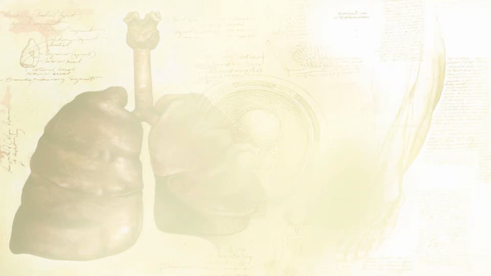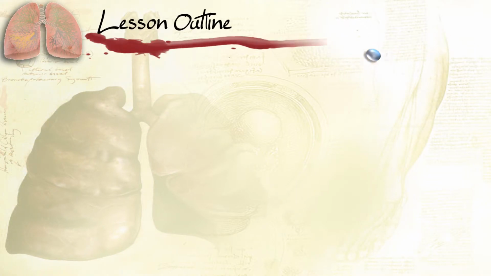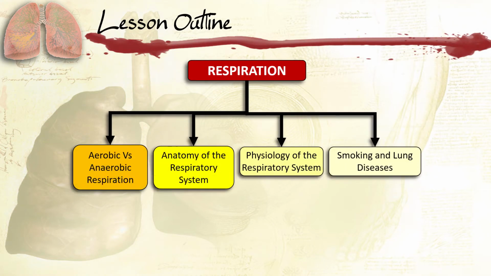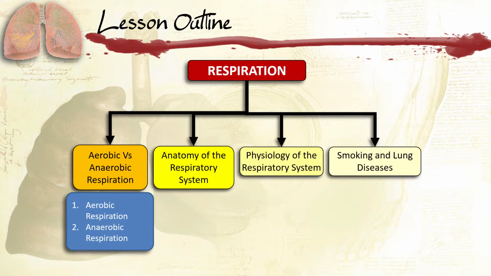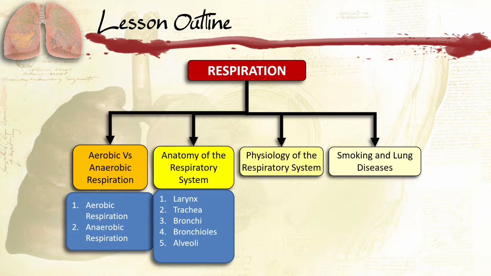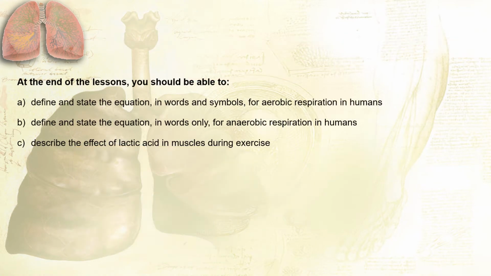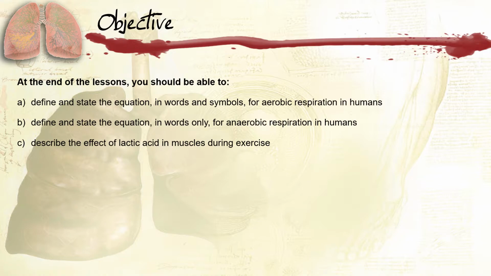So just a brief outline of this series of lessons. We will first learn what is aerobic respiration versus anaerobic respiration in this video. Then in the next video, you will learn the anatomy of the respiratory system, the mechanism of breathing, and lastly, smoking and lung disease. What you will learn at the end of this lesson is to define the equation in words as well as symbols for aerobic respiration.